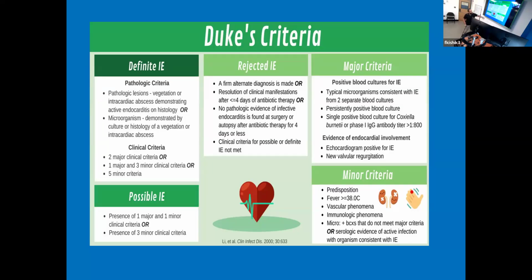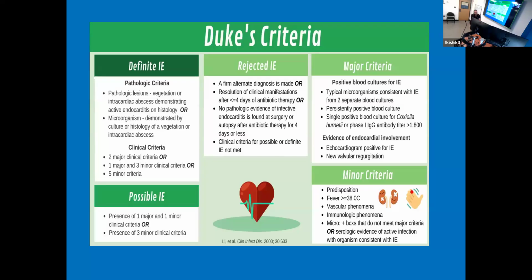The major criteria is a positive blood culture, with a typical microorganism consistent with endocarditis from 2 separate blood cultures. But when you're ordering blood cultures for endocarditis and working it up, you actually get 3 sets. That's the correct way to do it. Persistently positive cultures, if you have certain bugs, automatically mean you have endocarditis. Then evidence of endocardial involvement, echo, or new valve regurgitation. So here's the criteria, the major and the minor.